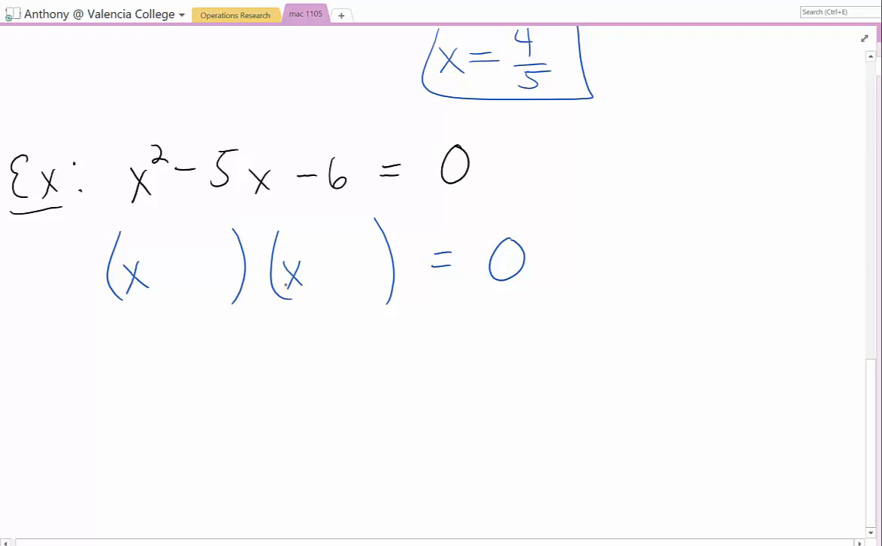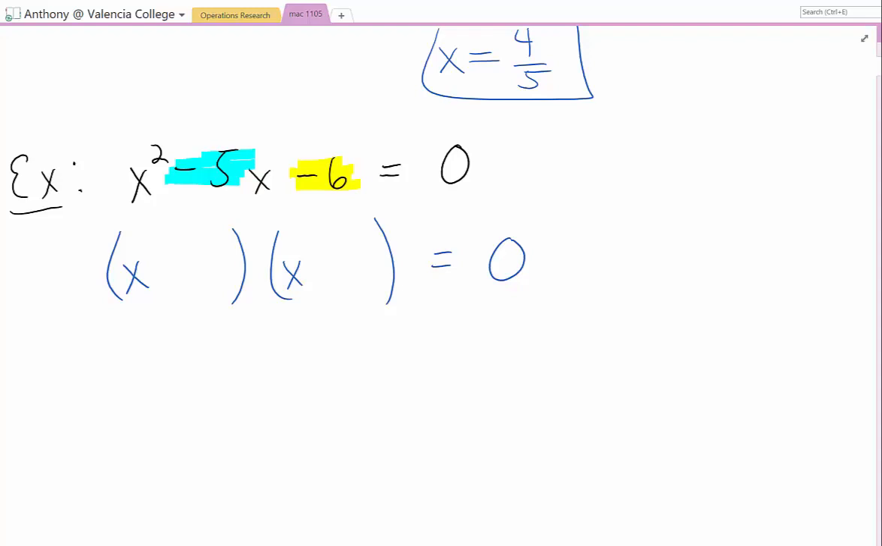And the question now becomes, what do we put in for the rest of the parentheses? Well, this is what you do. You ask yourself, I'm looking for a set of numbers that multiplies to negative 6. But those same numbers, when I multiply to get negative 6, I have to add them together and get negative 5. So let's see if we can figure that out. What two numbers multiply to negative 6, but add to give us a negative 5?